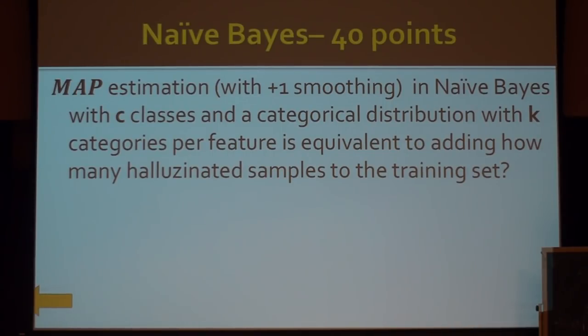It's C times K, right? Because for every single class and for everything in a category, you have to hallucinate. You assume that you see it exactly once, right?